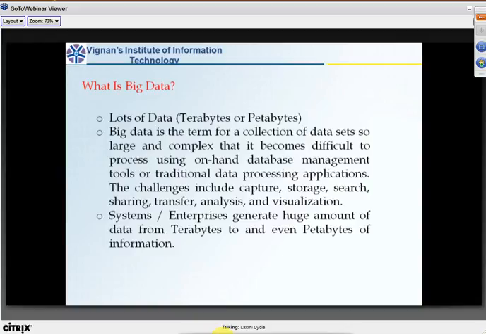So big data, in a short and sweet manner, is a data set so large and complex that it becomes difficult to process using traditional data processing applications. So what are the solutions for all these things? We are going to see them one by one in the next slides.